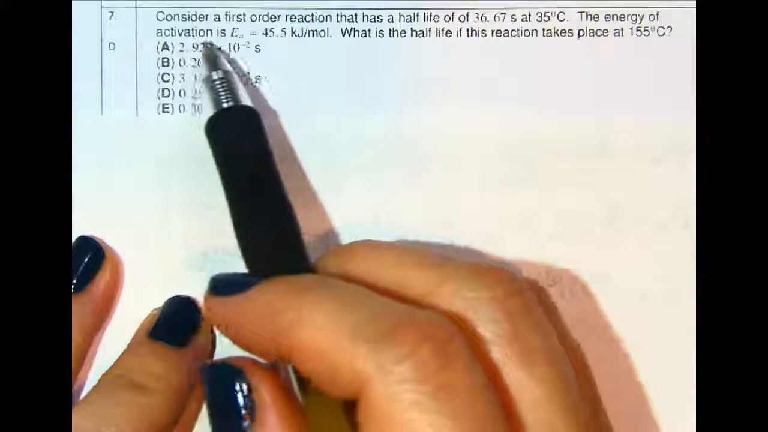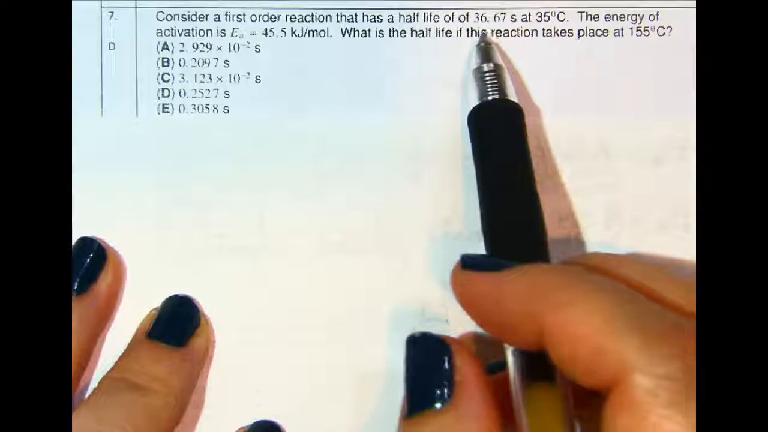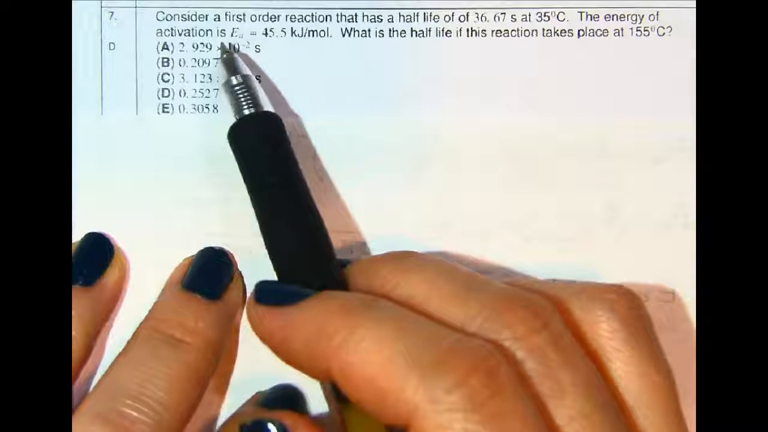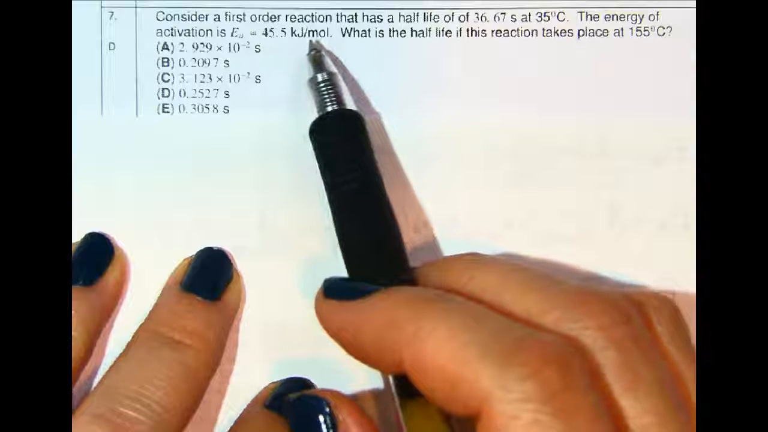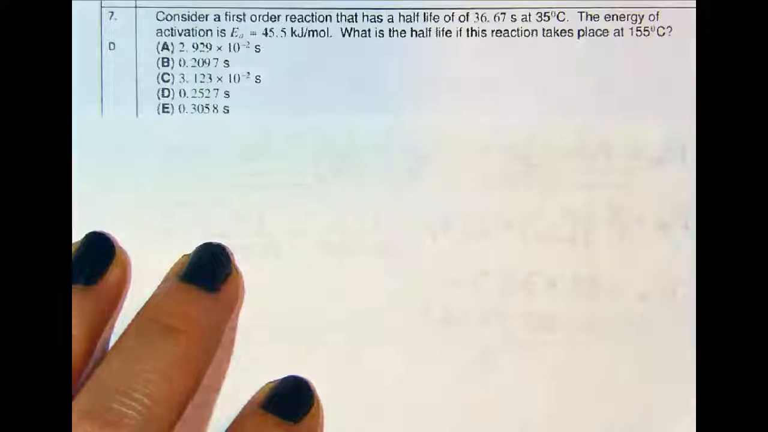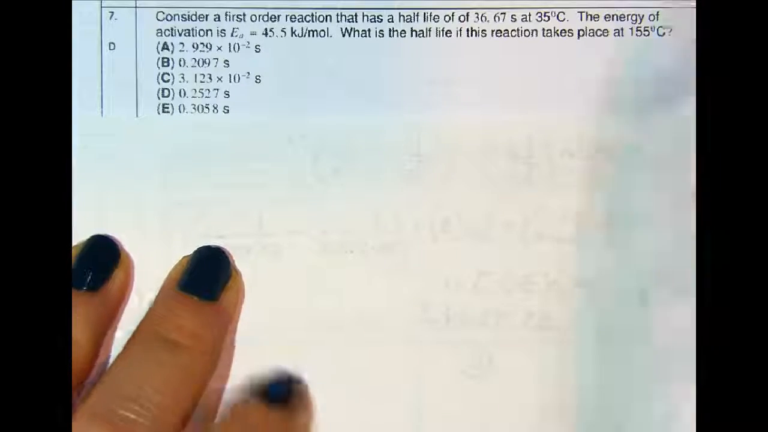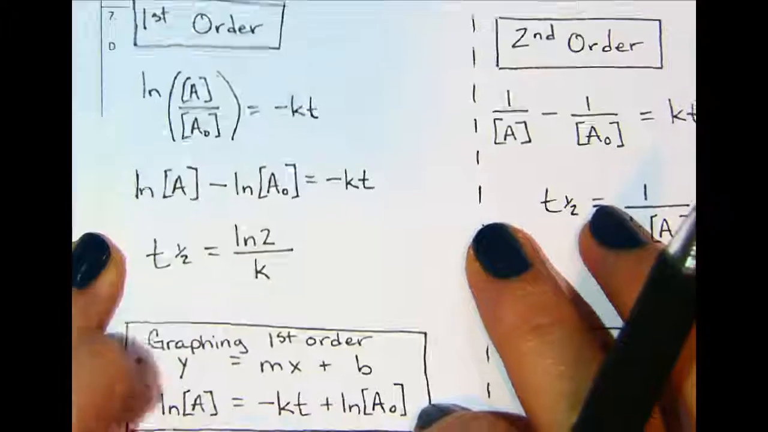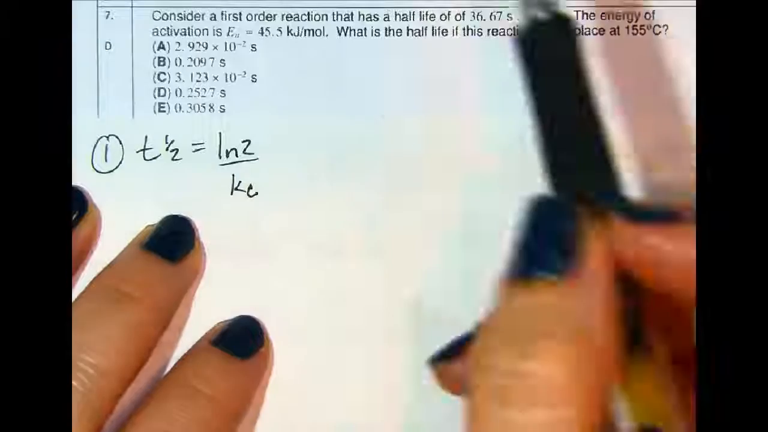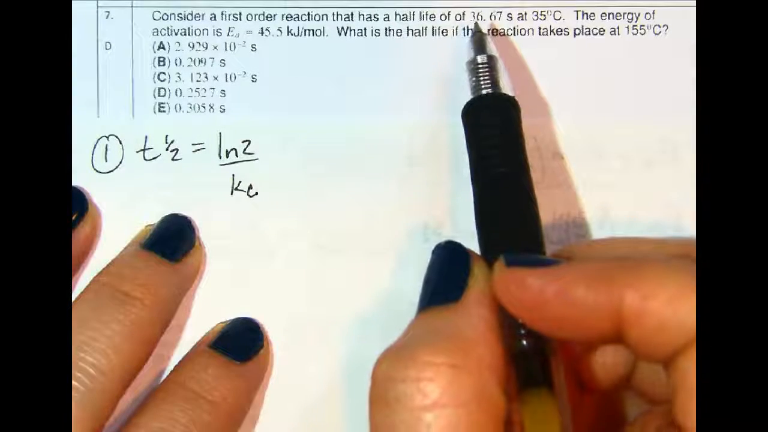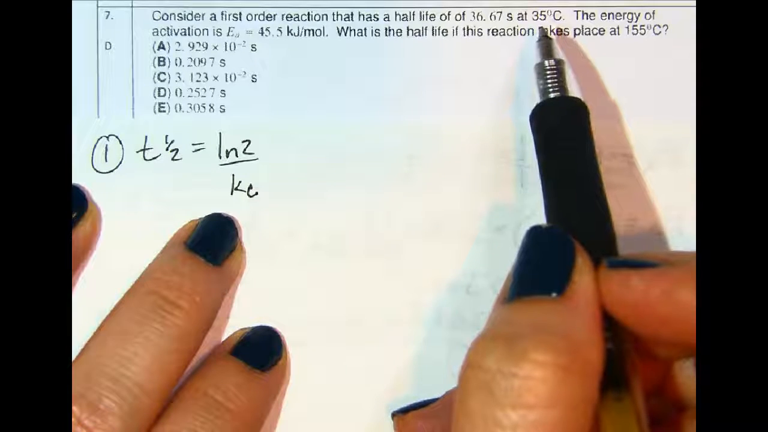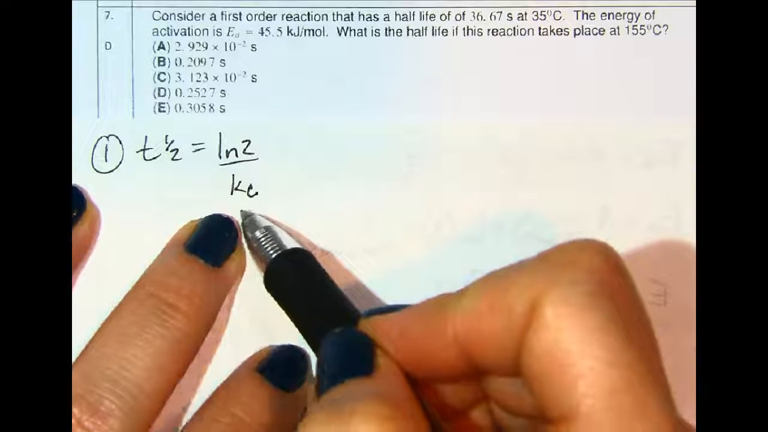Number 7. Consider a first-order reaction that has a half-life of 36.67 seconds at 35 degrees Celsius. The activation energy is 45.5 kilojoules per mole. What is the half-life at 155 degrees Celsius? So, since they use the term half-life, we're going to want to look at our first-order equations, which are here, and here's the equation for half-life. So step 1 would be to use this half-life and determine what is the rate constant at this temperature. So basically the rate constant at the cold temperature.